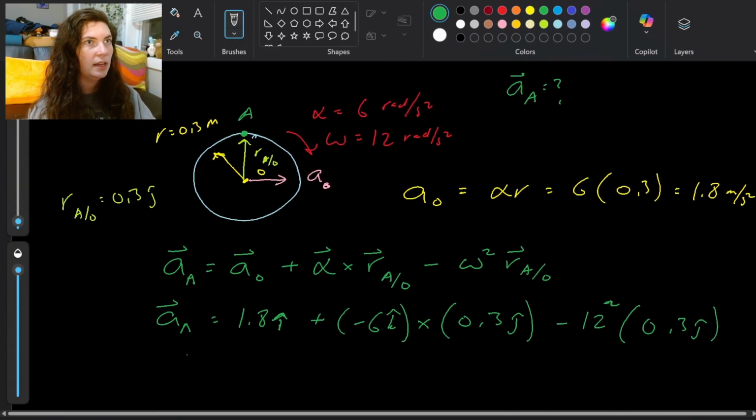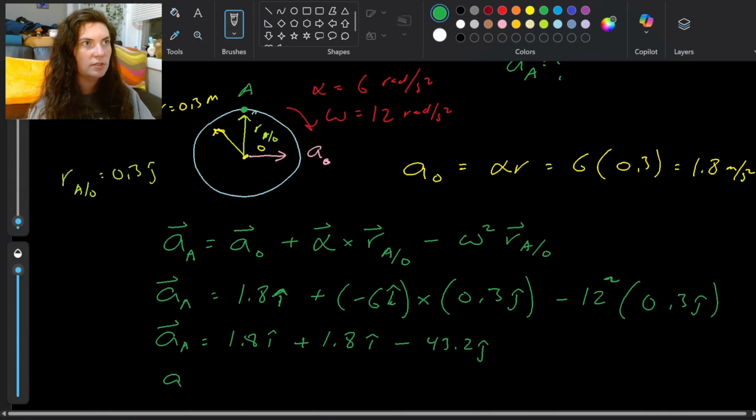Then we can go ahead and solve this out for our acceleration of A: 1.8 i hat, and then k cross j is going to be a negative i hat, so plus 1.8 i hat, minus 43.2 j hat, which gives us a final answer for the acceleration of 3.6 i hat minus 43.2 j hat meters per second squared.